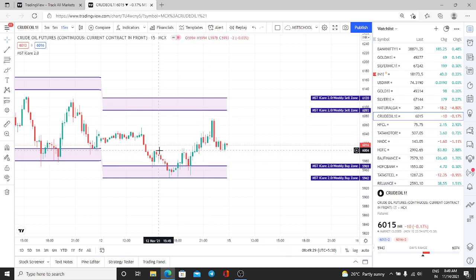It has given the first target. Then it is in the buy zone, in the demand zone. People are ready to buy more here. Unless the market closes below this zone and the low of that candle is broken, you don't have to go for the sell entry. Otherwise, you look only for the buy entry at this demand zone, at this buy zone.